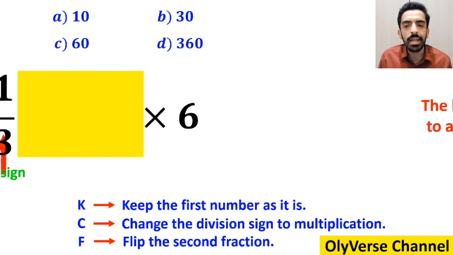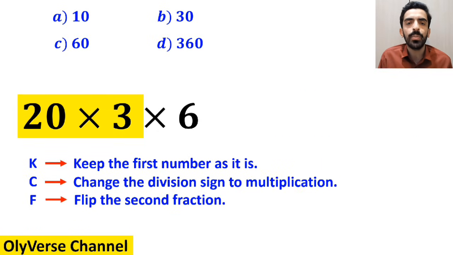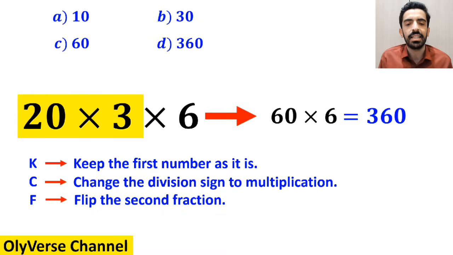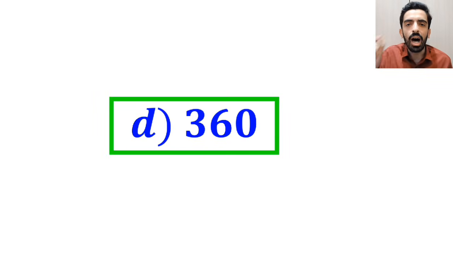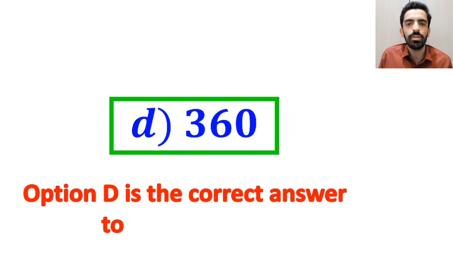So, we remove the highlighted part and replace it with 20 multiplied by 3. Now, this expression simplifies to 60 times 6, which finally gives us the answer 360. Therefore, option D is the correct answer to this question.